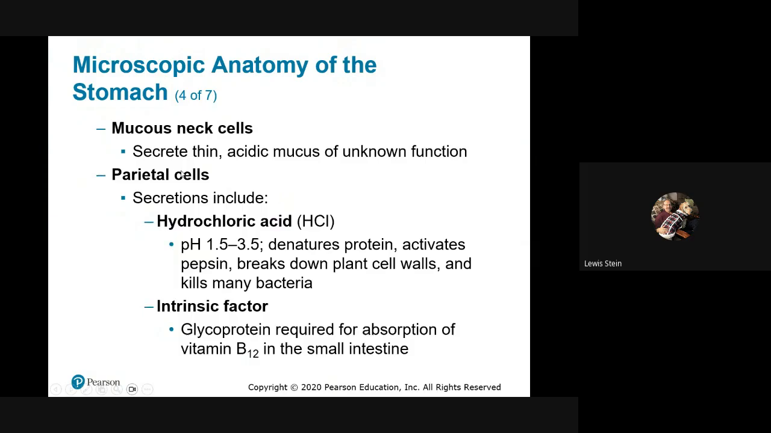So here you are. Mucous neck cells, not clear. Parietal cells, hydrochloric acid denatures the protein. You all know that. pH activates the pepsin. I showed you before, cell walls from plants, cellulose.